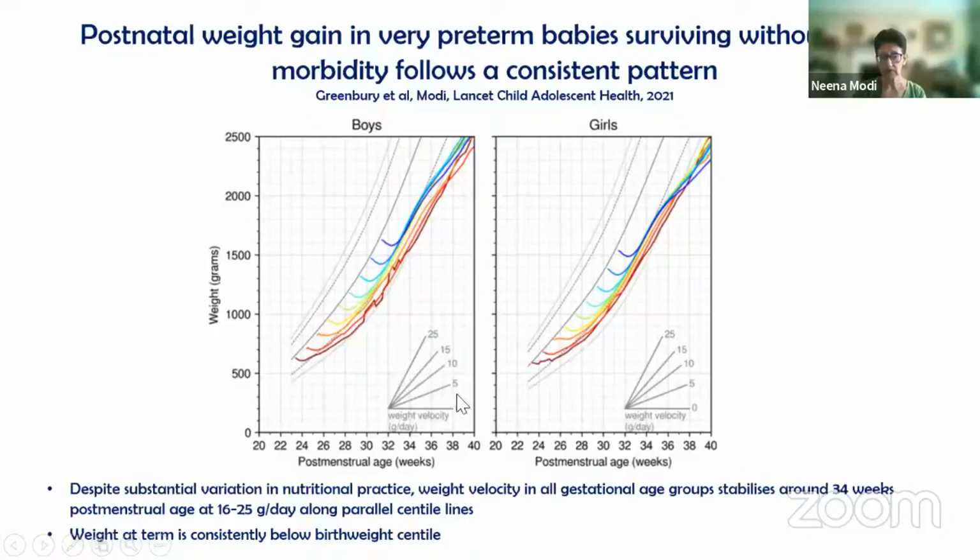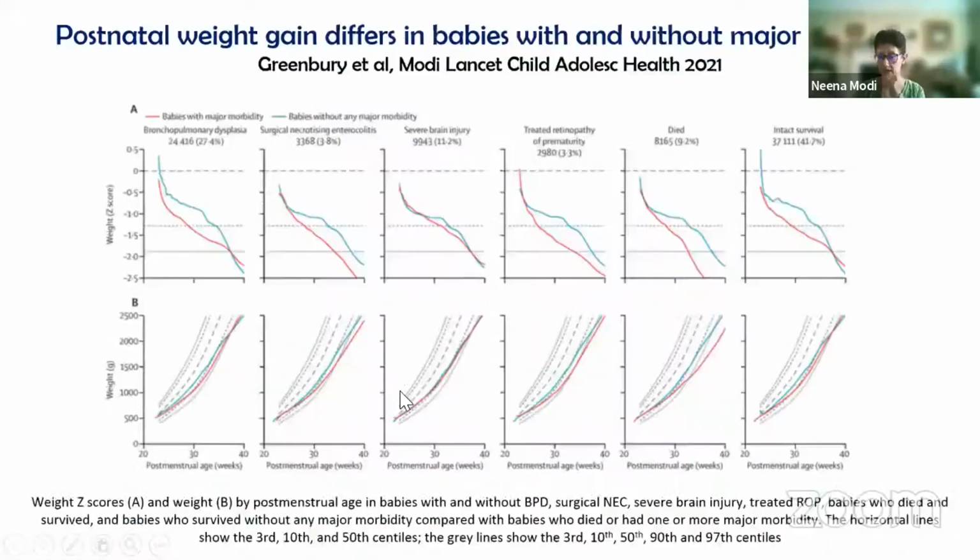You can also see this weight velocity fan. And you can see that after an initial weight loss, which we expect because babies lose about 10% of body water after birth, they then followed a very consistent weight velocity. Weight velocity in all gestational age groups stabilized at around 34 weeks postmenstrual age at between 16 to 25 grams per day. And these lines were parallel. Weight at term is consistently below birth weight centile. So what we're seeing here is consistent postnatal weight velocity.